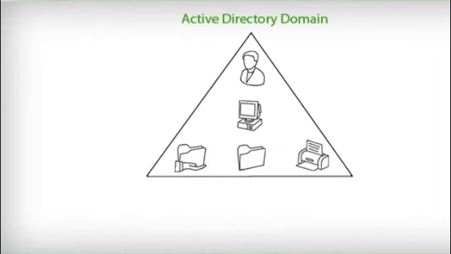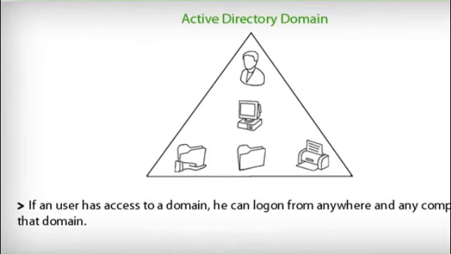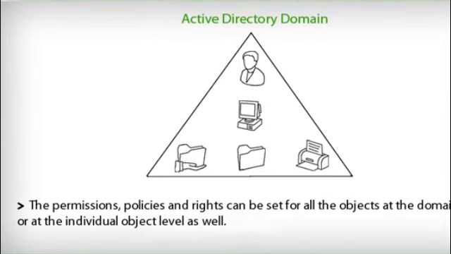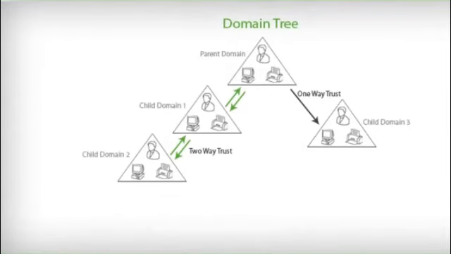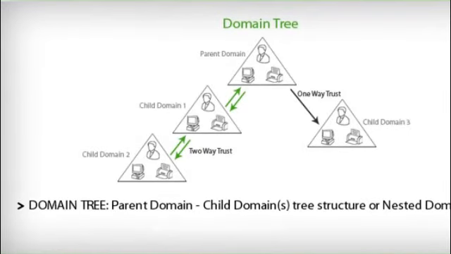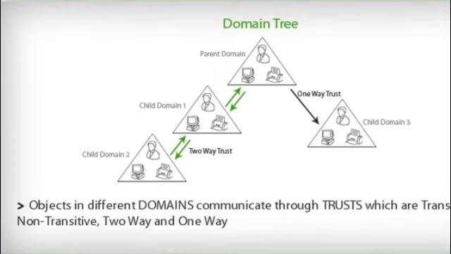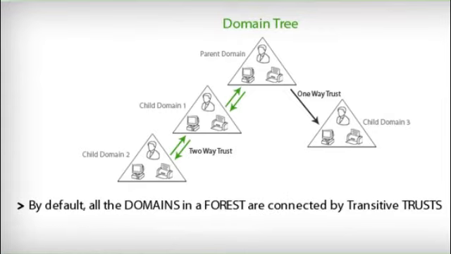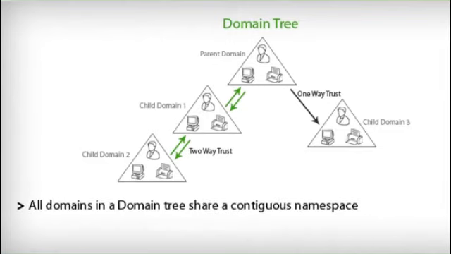Inside a domain, if a user has access to the domain, he can log on from anywhere on any computer in that domain. The permissions, policies and rights can be set for all the objects at the domain level or at the individual object level as well. Domain tree: parent domain, child domains, tree structure or nested domains. Objects in different domains communicate through trusts, which are transitive, non-transitive, two-way and one-way. By default, all the domains in a forest are connected by transitive trusts. All domains in a domain tree share a contiguous namespace.